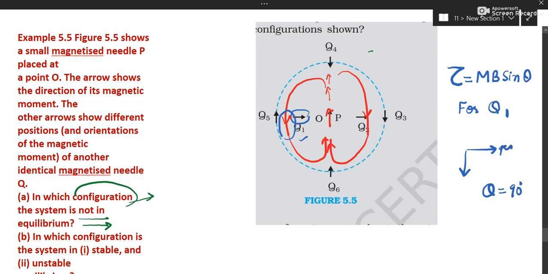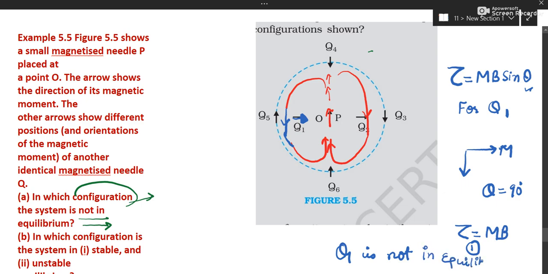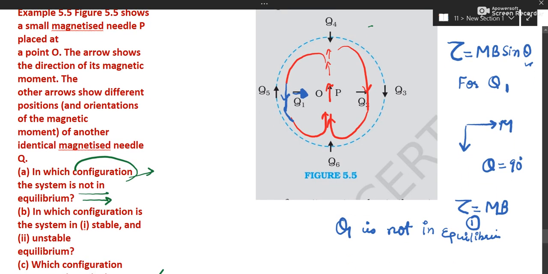Okay, so these are the directions of magnetic moment which have been shown to you. These black arrows. And this is the external field. Okay, so 90 degree. So sine 90 degree, it's not 0. Sine 90 is 1. So torque is m b. For first, torque is non-zero. So Q1 is not in equilibrium. Let us find out about others as well. But for the time being, Q1 is not in equilibrium. Let us not talk about second now. So we'll change the color and we'll talk about second.